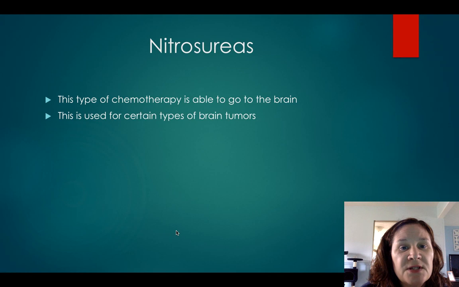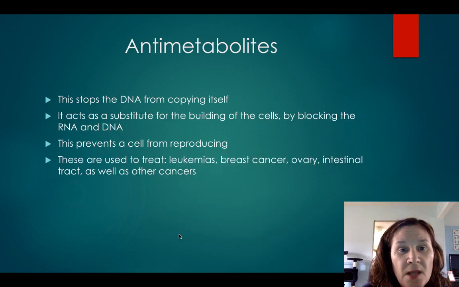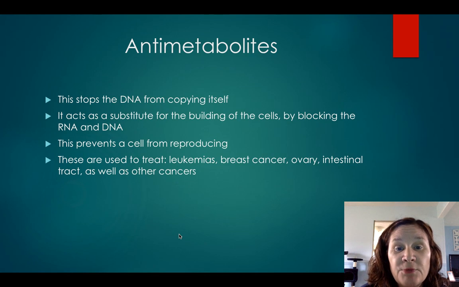Then there are the nitrosoureas. This type of chemotherapy is able to go to the brain. So for patients with brain tumors, we would need to use this. It goes through the blood-brain barrier and is able to reach the brain. Antimetabolites stop the DNA from copying itself. They act as a substitute in the building of the cells by blocking the RNA and DNA. This prevents the cell from reproducing. These are used to treat leukemias, breast cancer, ovarian cancer, intestinal tract cancers, as well as other cancers.